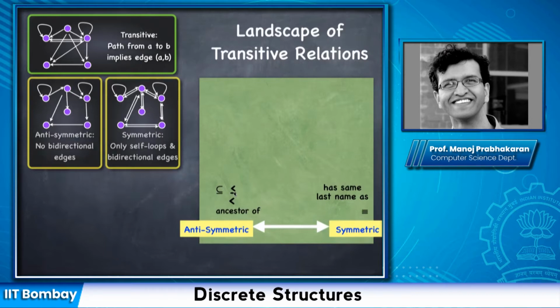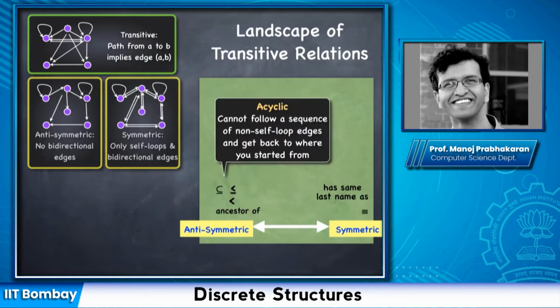So I've started my examples along this axis. Now let me prove to you an important property of transitive relations which are also antisymmetric. If you have both these properties, then that relation has to be what's called acyclic. It cannot have cycles. You cannot go around following the edges in the direction of the arrow and get back to where you started from. That would be a cycle. So an acyclic relation cannot have cycles.